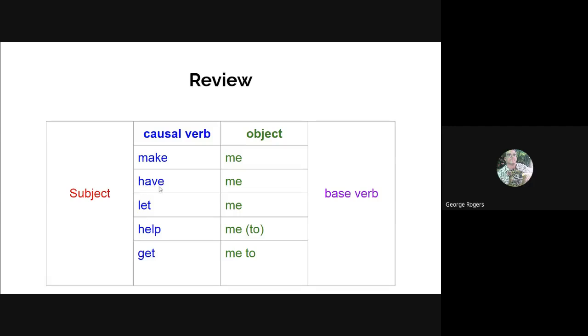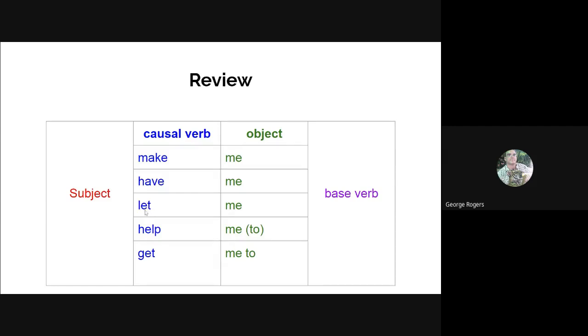This one is to ask. My mother has me clean the dishes every night. So again, it kind of depends on whether the mother is asking, and that's kind of where you'd use have or paying.